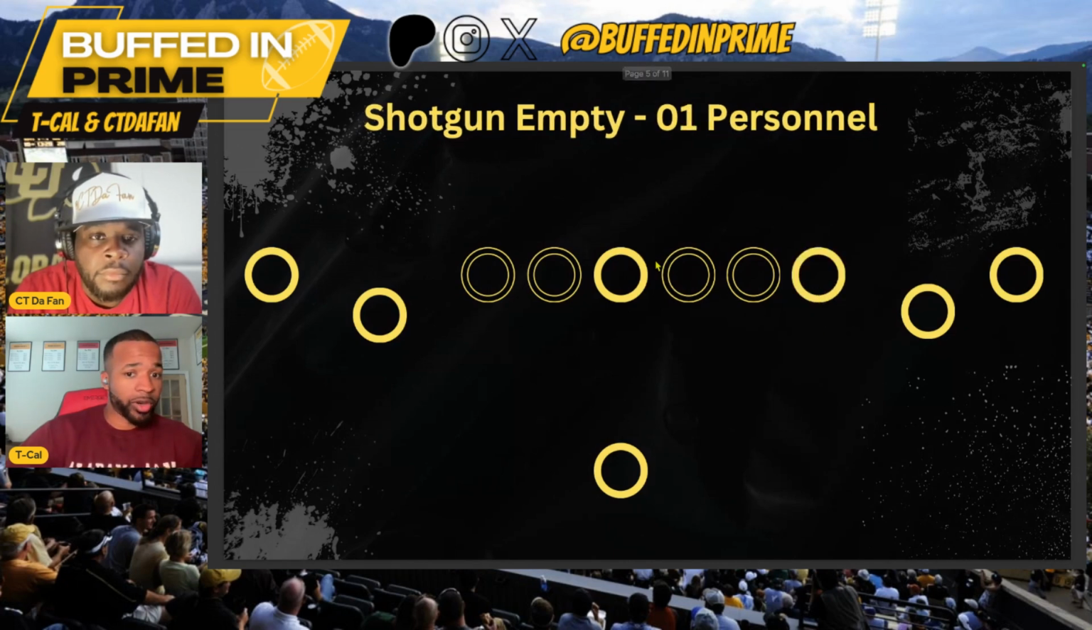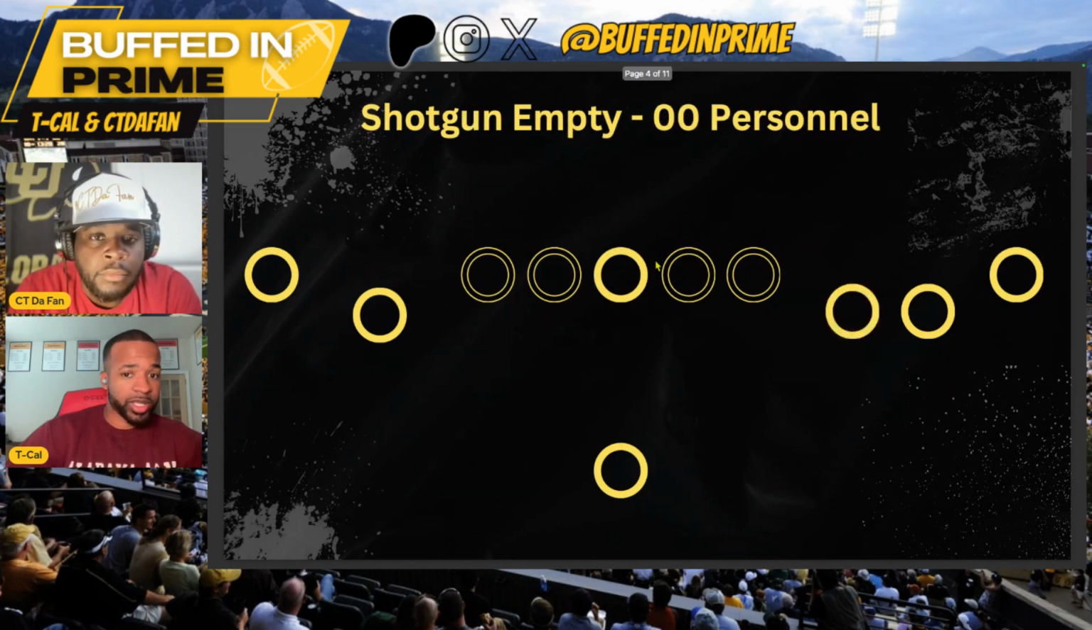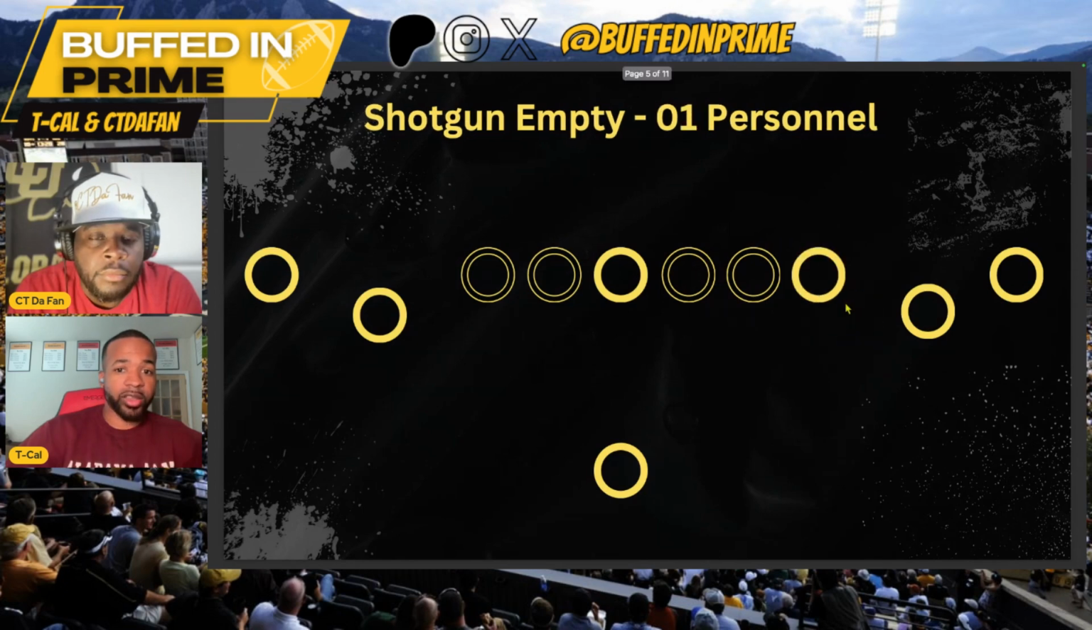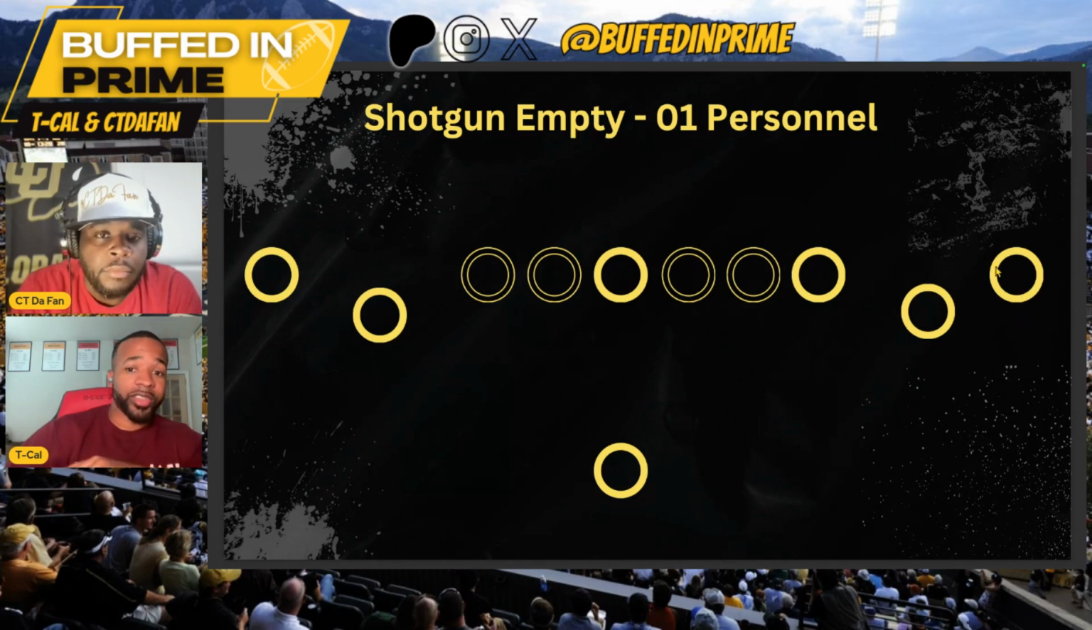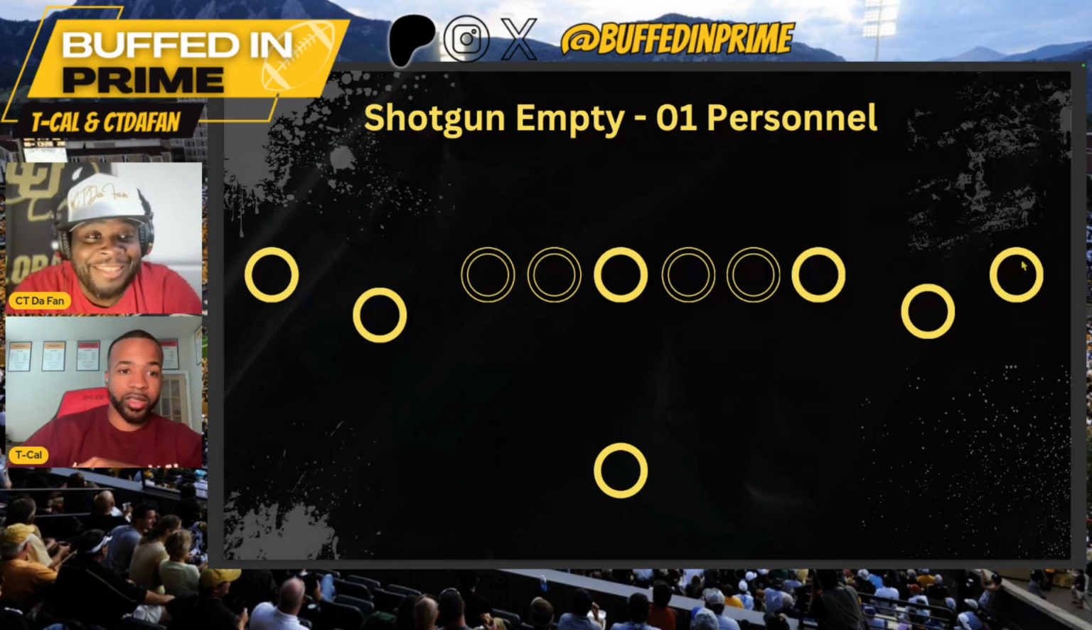Now this is 01 personnel. So we're still empty. The only thing we did is instead of this being a receiver right here, this is now a tight end right here. So this receiver would need to come off the ball because right now there's 8 on the line of scrimmage. If this receiver does not come off the ball, then he is ineligible to run a route because he's by this wide receiver.